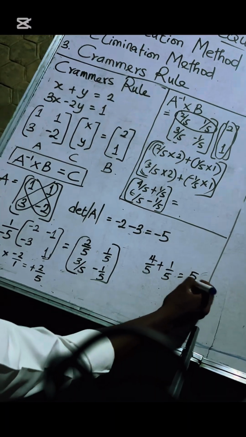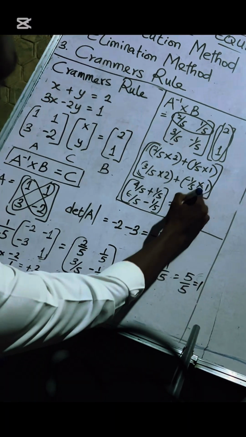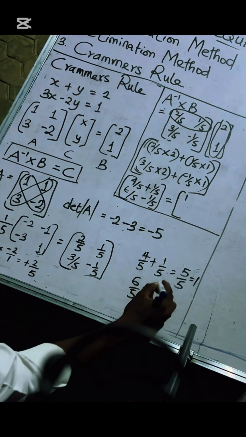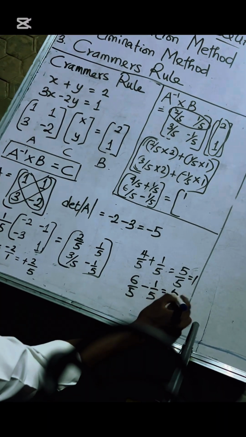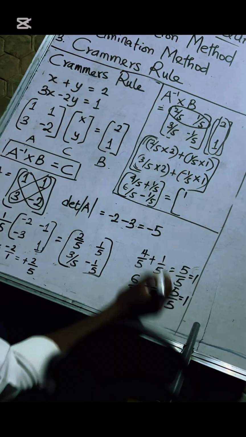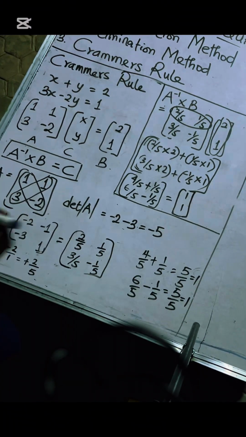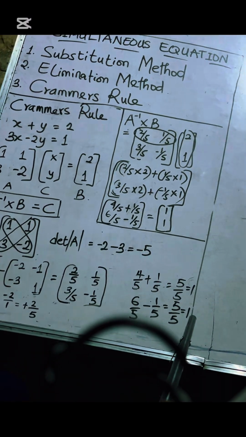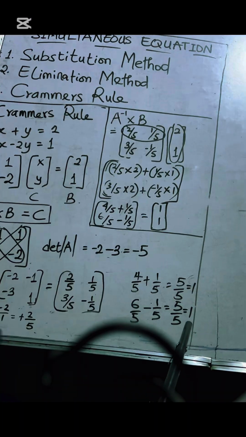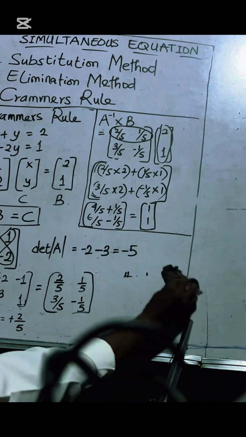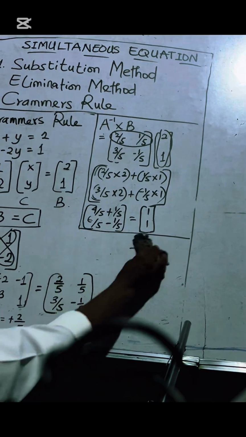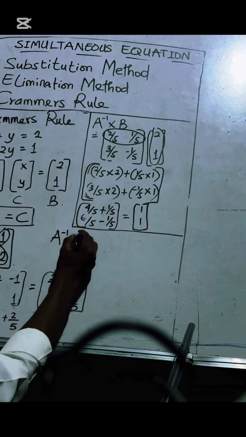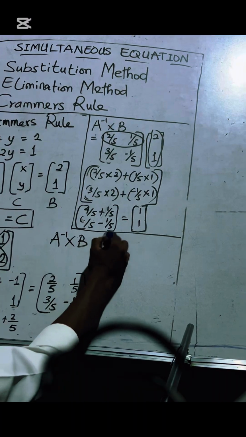It is 5 over 5, which is what? 1. So this will give me 1. 6 over 5 minus 1 over 5, it is 5 over 5, which is equal to 1. So A inverse times B will give me 1 over 1. And then the last part said, A minus 1 times B should be equated to C.